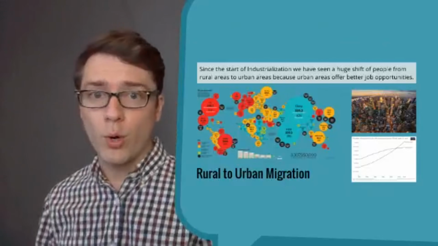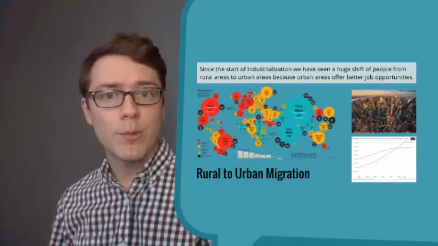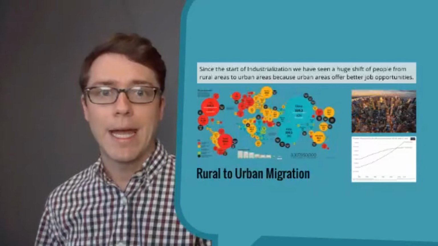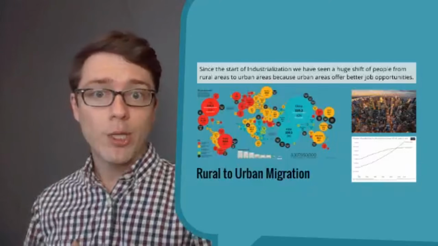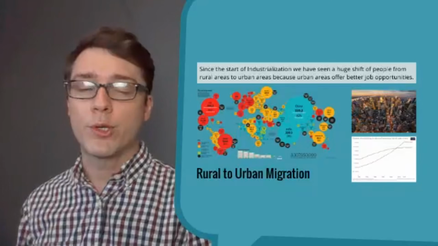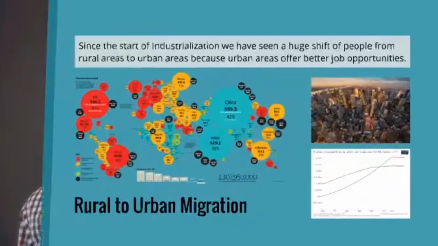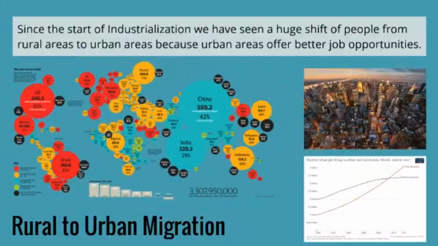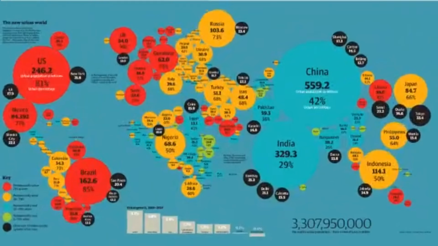And then rural to urban migration. This is a trend we've seen in world history as industrialization has taken place. And we'll talk about it a lot more when we approach Unit 6, which is urbanization. But rural to urban migration is when people have moved from rural areas, so where they used to work in agriculture or specific jobs in those areas, and they've shifted to urban areas, so big cities, for better job opportunities.